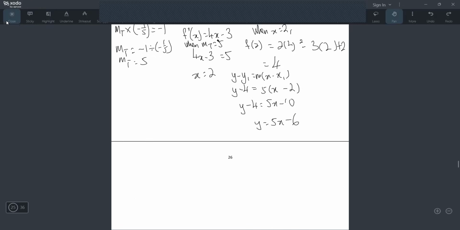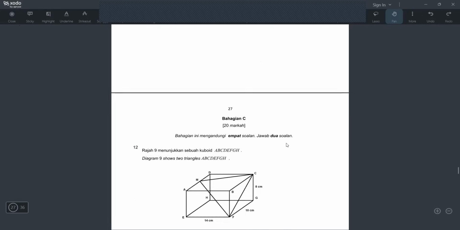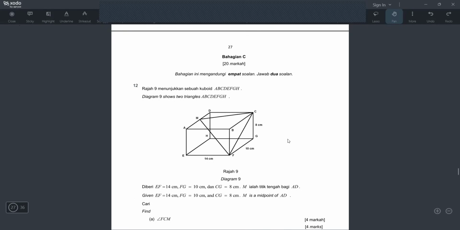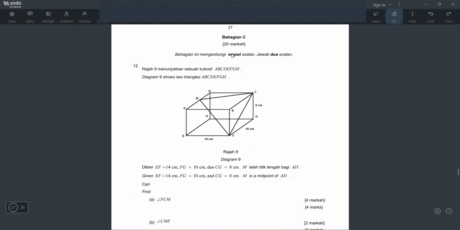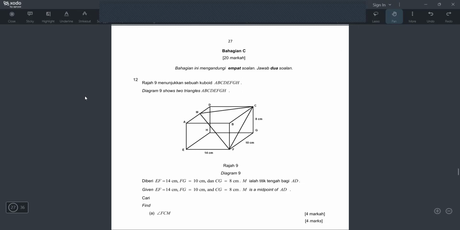Okay, done. Now we are at section C. Section C. So let's read the question. This section has 4 questions, answer 2 questions. I will answer 3 in this video. It means I will skip the kinematics. I will do solution of triangle, index number, and linear programming. Only the kinematics I will skip. Okay, let's go. Number 12.